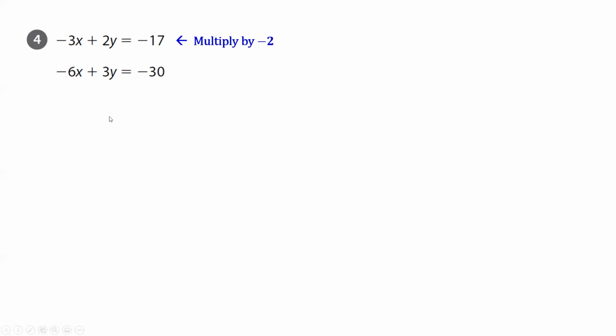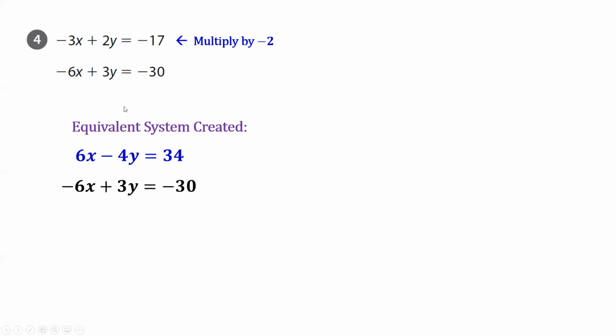So I'm going to create a new system. The bottom one's not going to change. But the top one, everything gets multiplied by -2. So -3x times -2 gives me +6x. A 2y times a -2 gives me a -4y. And a -17 times a -2 gives me a +34.